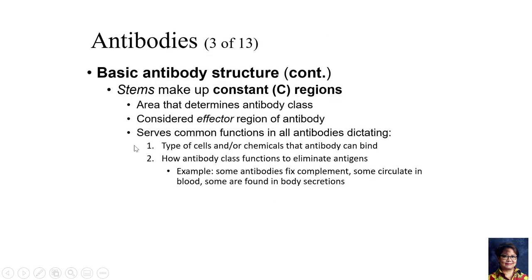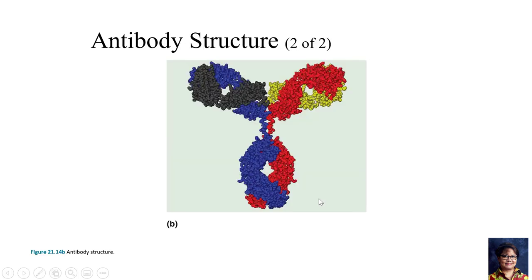And know that the stem is the area that determines the antibody class, and it's considered to be the effector region of the antibody. It serves a common function in all antibodies, dictating the type of cells or chemicals that the antibody can bind, and how the antibody class functions to eliminate the antigens. That will be your stem, which makes up the constant regions.